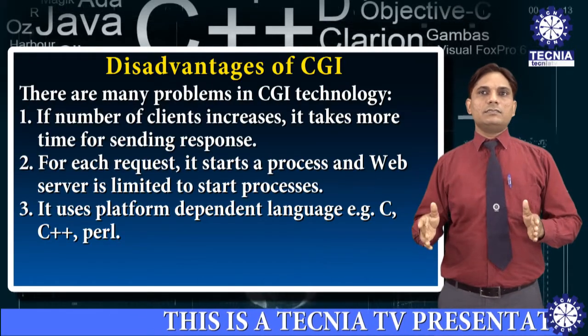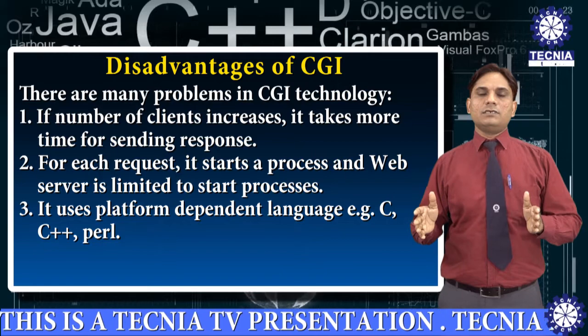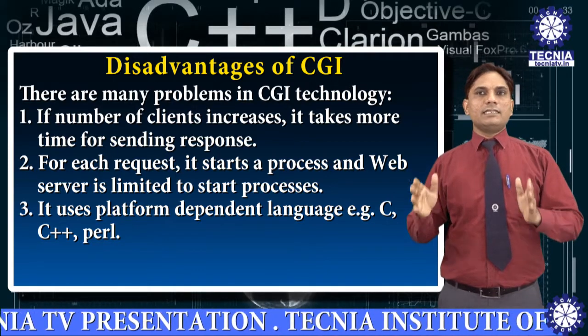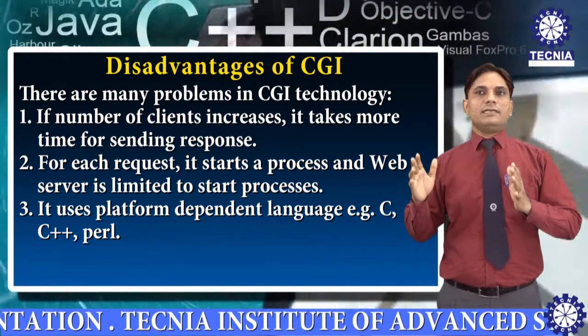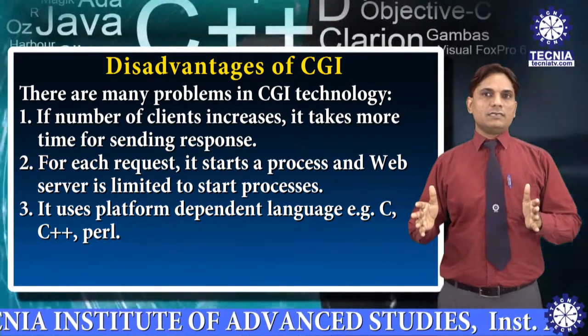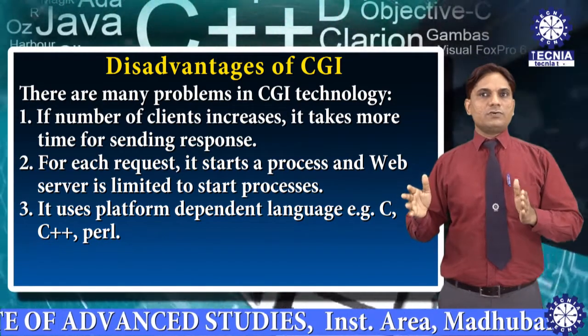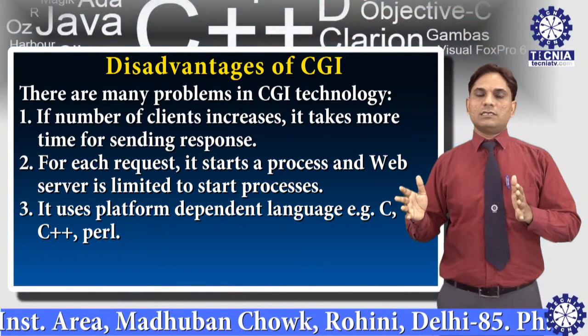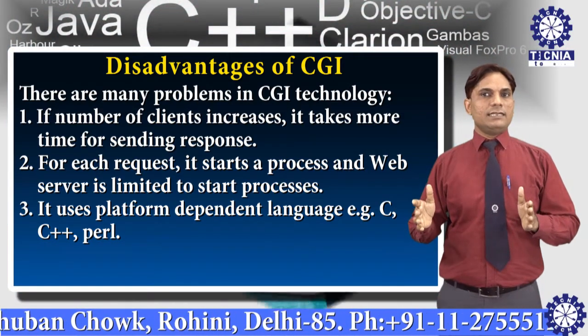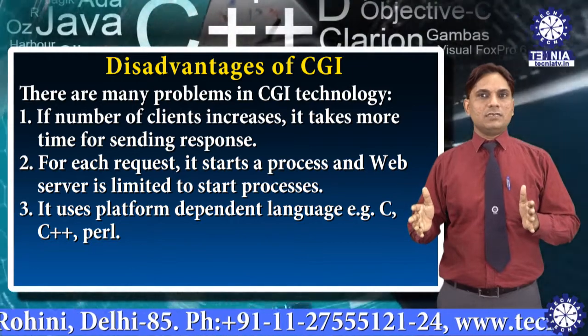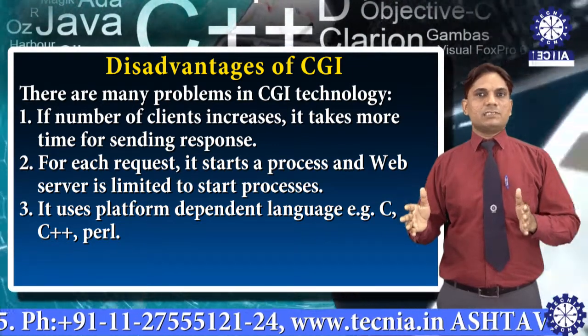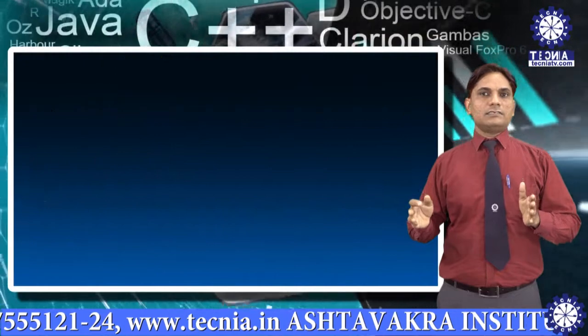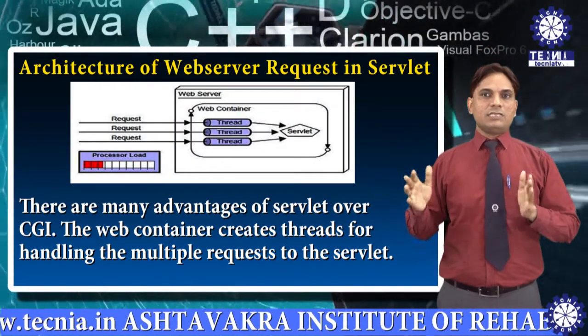Disadvantages of CGI: there are many problems in CGI technology. Number 1, if the number of clients increases, it takes more time for sending responses. Number 2, for each request it starts a process, and the web server is limited in starting processes. Number 3, it uses platform dependent languages such as C, C++, Perl. And there are some other differences as compared to CGI.